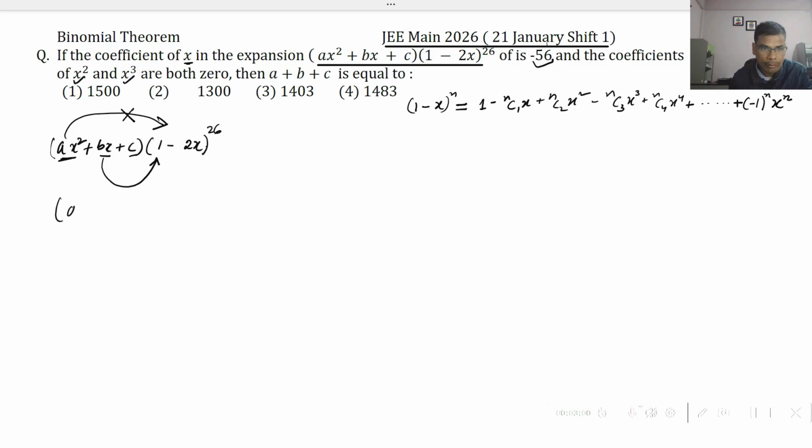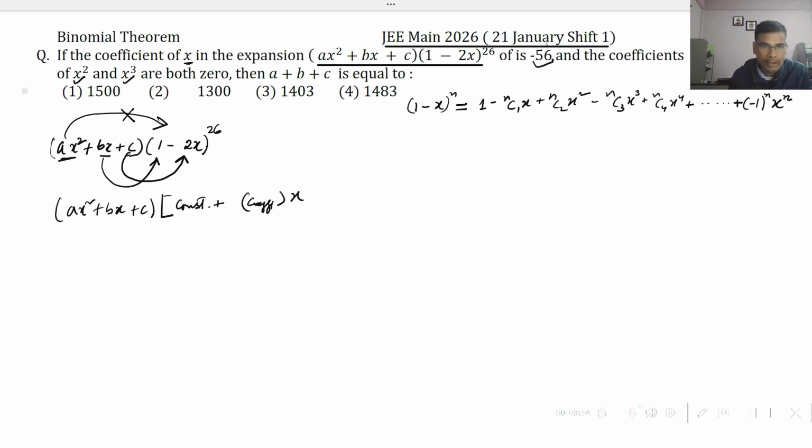Let me write it one more time: ax² + bx + c. Here we need a constant with bx. And next, to get x, we can also multiply the constant term c with a term which contains x, that is x with its coefficient. So these are the two products we can take to get the coefficient of x.